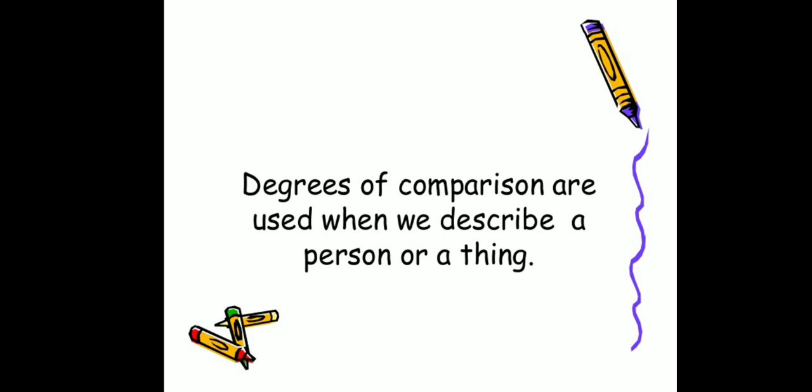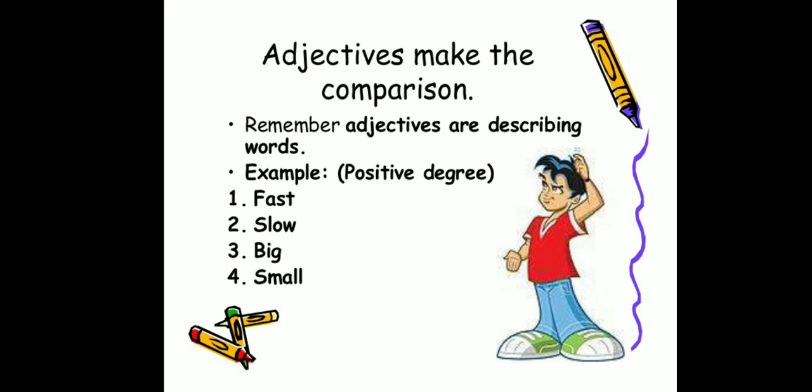Yes, let us take a look at this slide. Degrees of comparison are used when we describe a person, a place, or a thing. When do we use degrees of comparison? Degrees of comparison is usually used when we describe a person, a place, or a thing. Adjectives make the comparison. Remember, adjectives are describing words as we discussed in the earlier slides. For example, fast, slow, big, small. These are all positive adjectives.